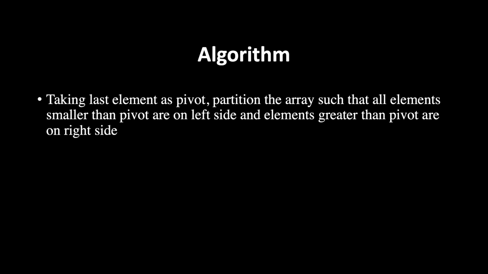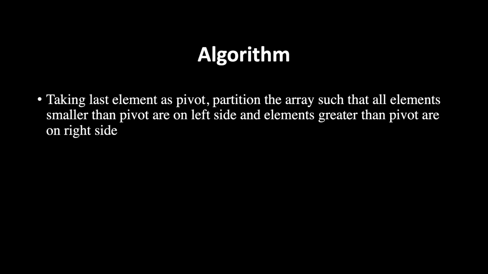Before jumping to the animation, we will see the algorithm to get a quick overview of what we are doing in the animation. So we are taking the last element as the pivot. What is a pivot? We will see in some time. Just we are taking the last element as a pivot, and we will partition the array such that all elements which are smaller than the pivot are on the left side and elements greater than the pivot are on the right side.